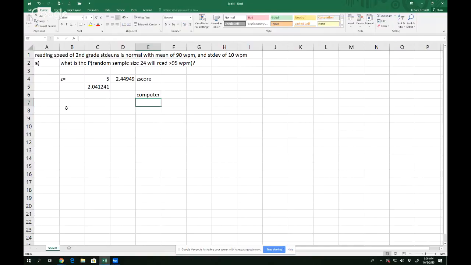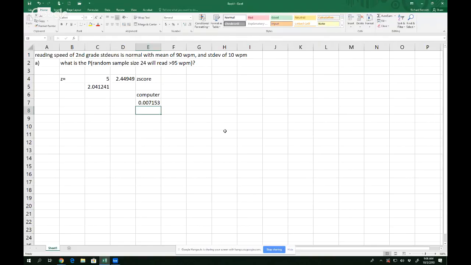Equals 1 minus NORM.S.DIST of the z-score that I just found. Okay? So that would be 0.7%. That doesn't look like 0.7% because we're taking the regular population versus this. But yeah, this population is going to be 2.5 standard deviations away. Okay? So that's pretty small, right?